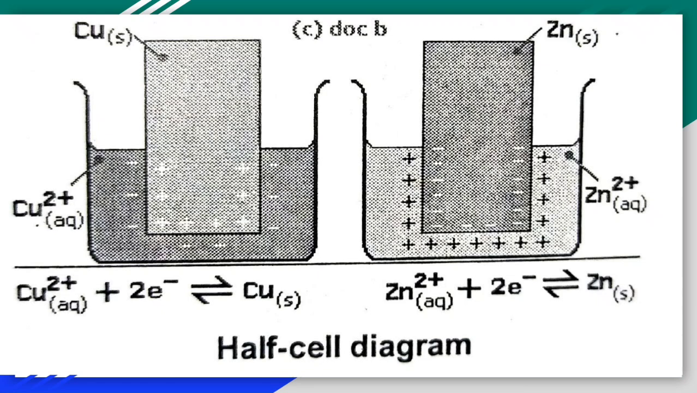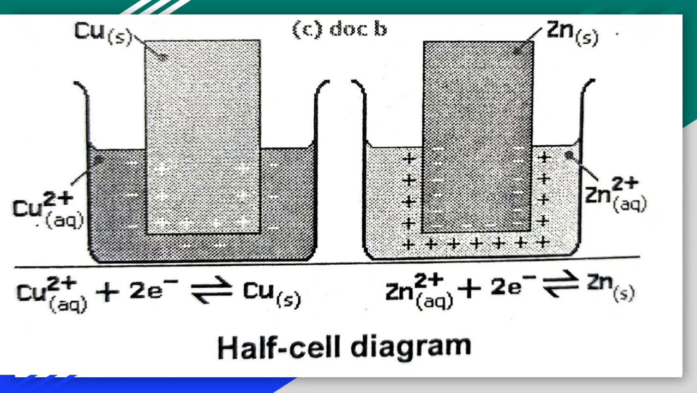So these two reactions continue until a point whereby a potential difference is created between the metal rod and the solution. That potential difference is what we call the electrode potential of that particular metal. The same case applies to any other metal.